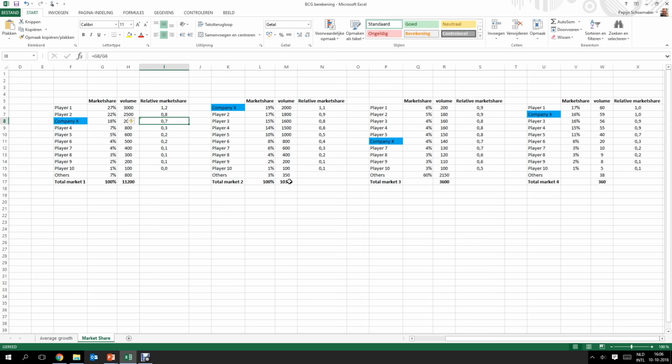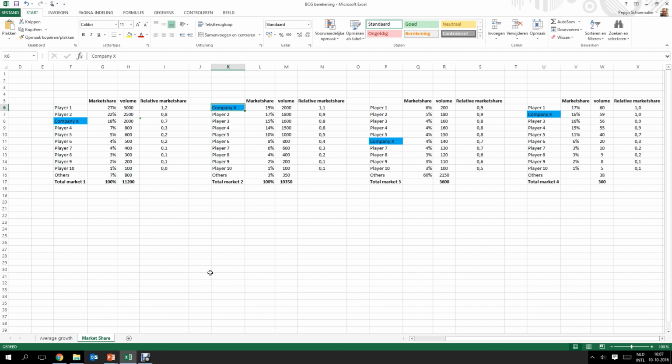Let's have a look. This calculation tells me that I'm the number one player in this market, so I'm definitely on the left side of the model. And with 90%, I have a relative market share of 1.1%. Now there's something interesting here, because I told you in this example that you always divide your market share by the biggest player. But I am the biggest player. How do I calculate my relative market share?